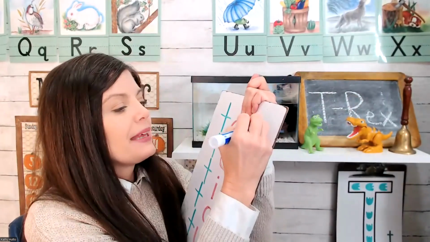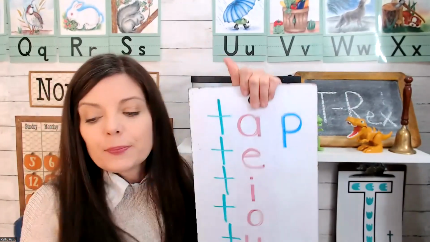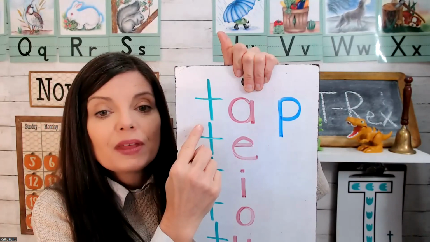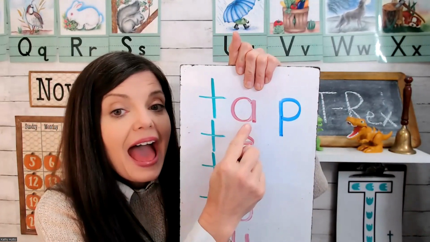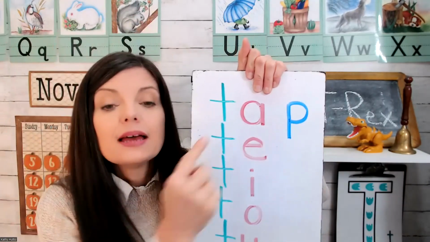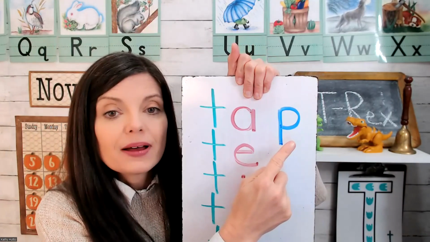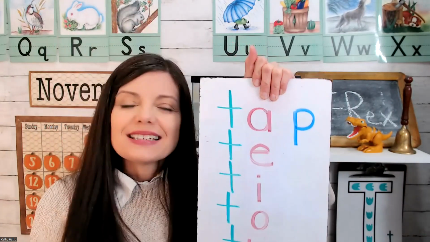What if we want to read a real word? Let's put a letter P at the end. Let's try to put all these letter sounds together. You said this is ta, and I know P says p, p, p, like popcorn popping. Tap, tap, tap, tap. You just read a word.